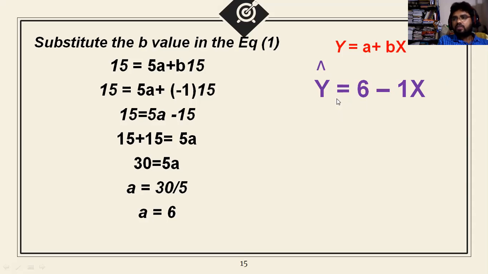So y cap is equal to a plus bx, where a is equal to 6 and b is equal to -1. As it is, we can put x. This is the estimated model, the fitted model. So we can see the fitted values, and that is called forecasting.